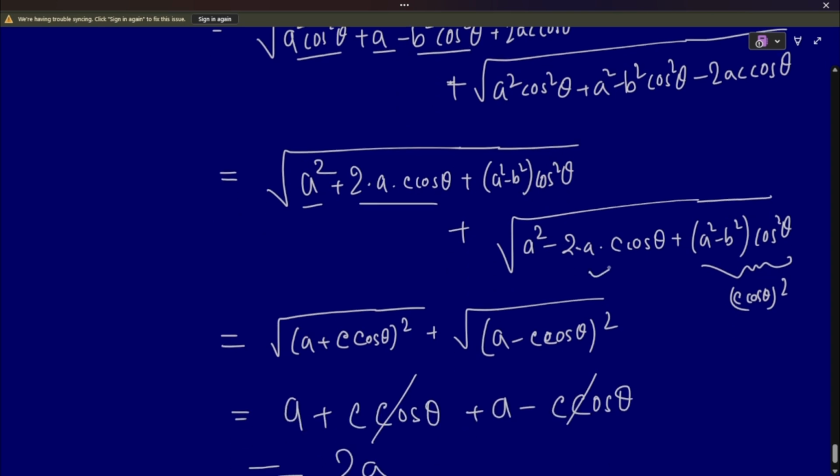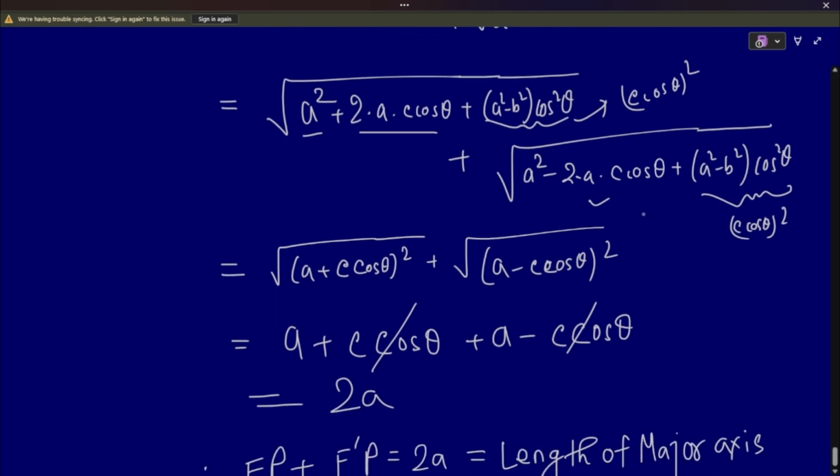Do the same for this one. But realize that a square minus b square is simply c square, and cos square theta is already there. So these two terms are basically (c cos theta) whole square, right? Now you can see that this is in the form of (a plus b) whole square and this is in the form of (a minus b) whole square. And so the square roots will cancel and we shall get a plus c cos theta plus a minus c cos theta. You do not need to worry about the modulus sign here, because root over x square is mod x, but a plus c cos theta is always positive here.